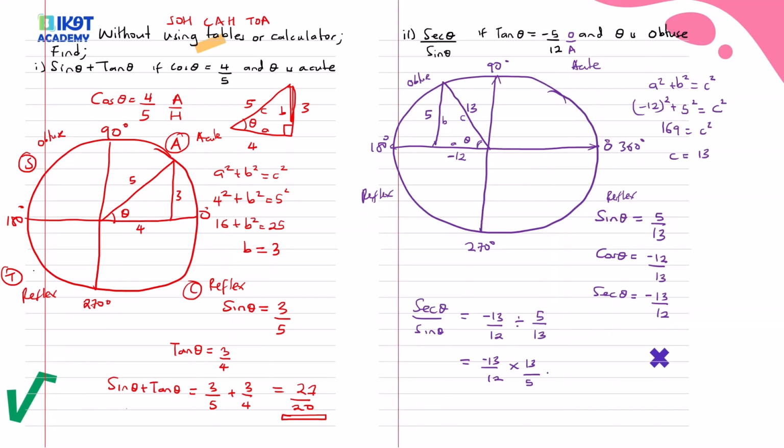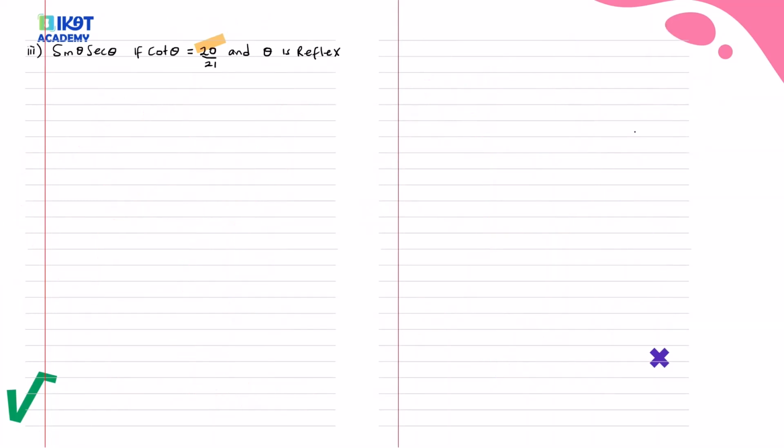Right? Yeah. So if we have that, we're going to end up coming to negative 169 out of 60 being the answer to that question. So we found the value of sec theta out of sine theta without using a calculator. Now let's see the next.